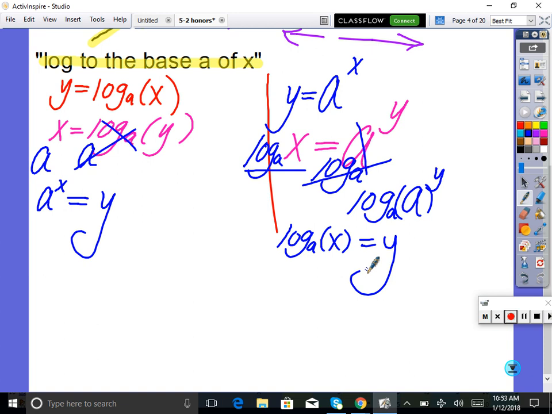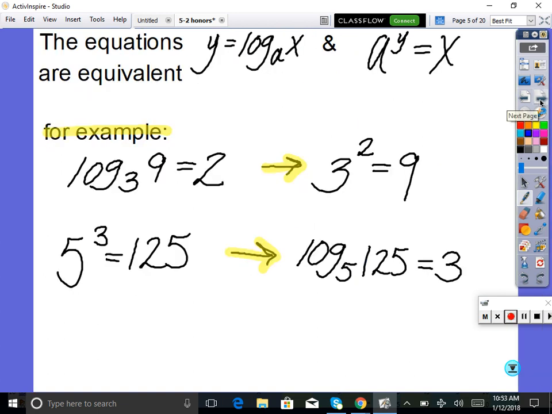Okay, so we will do that. We'll practice that more, okay? So, this is putting it into perspective for you. We're not solving anything. We're literally taking a true statement and switching it to its exponential true statement. So everybody, we have log to the base 3 of 9 equals 2.